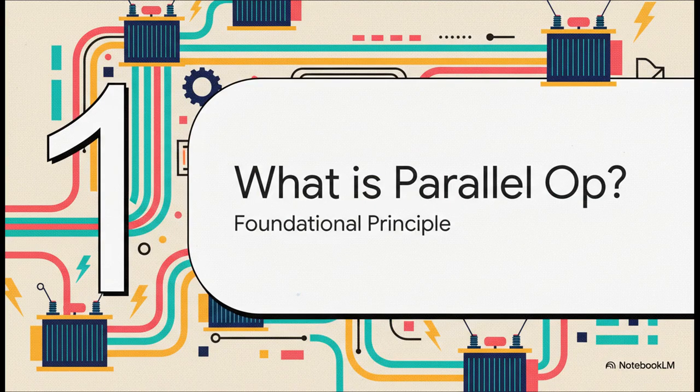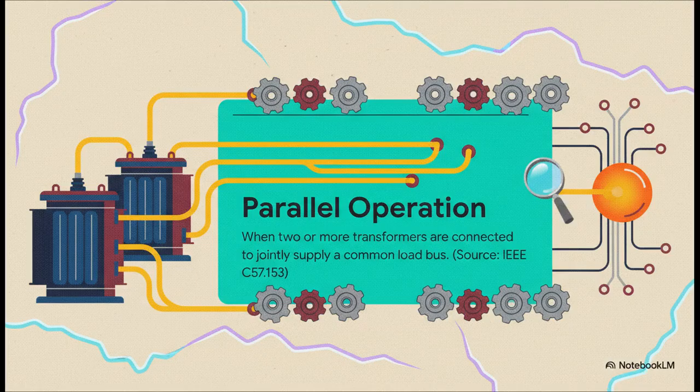Okay, so to make sure we're all starting from the same place, let's get a really clear, standards-based definition. What are we actually talking about when we say parallel operation? The IEEE gives us our official definition right here in C57.153. Now, the phrase you really need to lock onto is common load bus. At its core, it's just two or more transformers working as a team, feeding power to a single point. This is obviously fundamental for building reliable, high-capacity systems, but it all hinges on that team being perfectly coordinated.